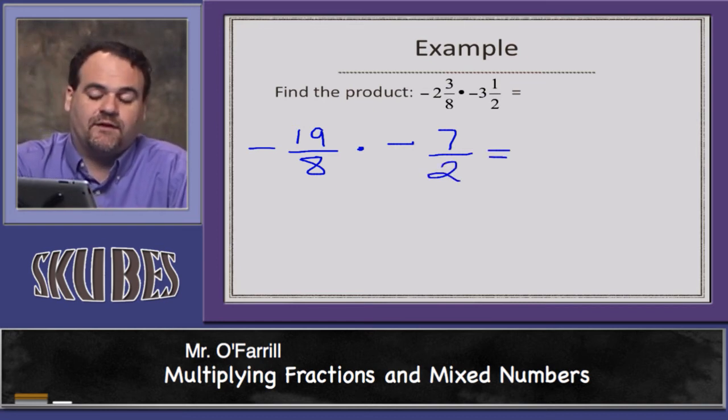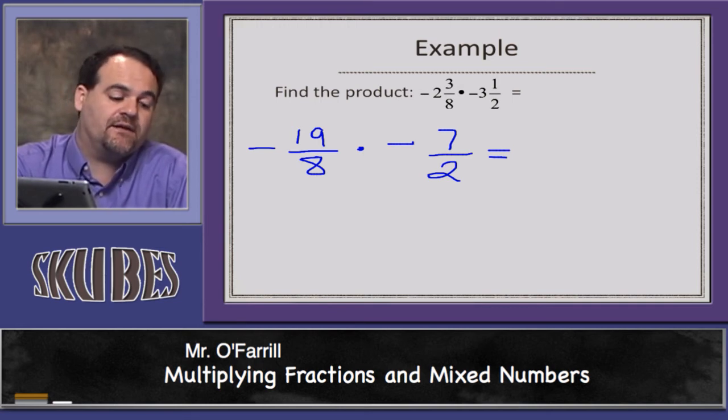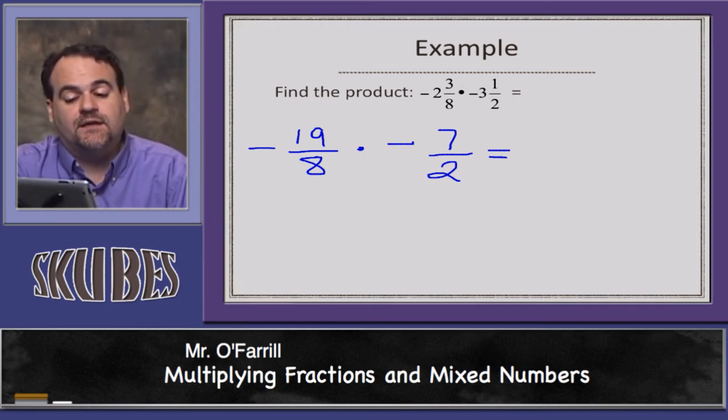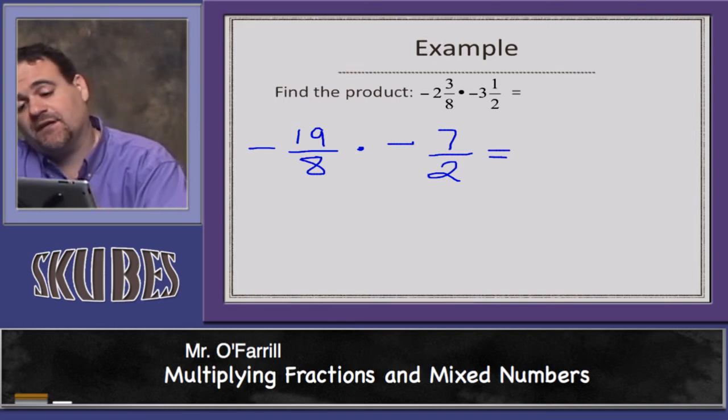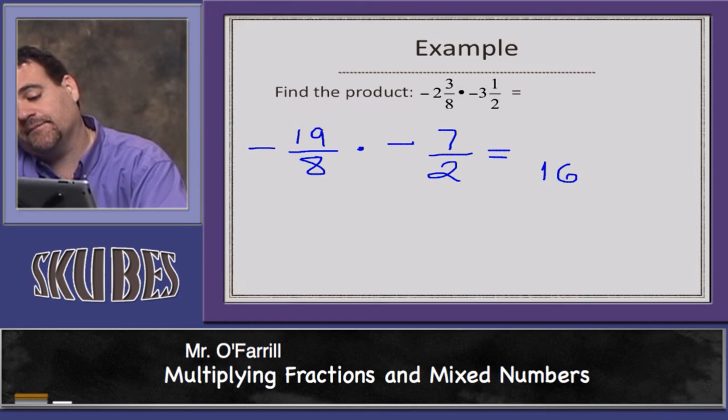So the first important thing that we'll notice is it's negative times negative, so we don't need to do anything else. It's going to be a positive answer. The denominator's easy. 2 times 8 is 16.